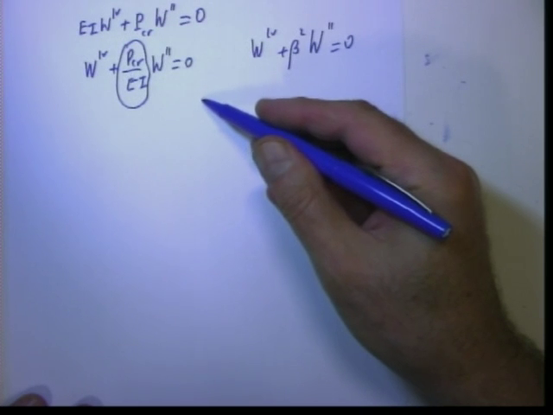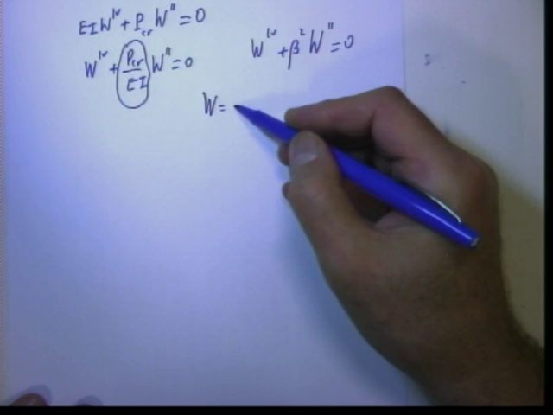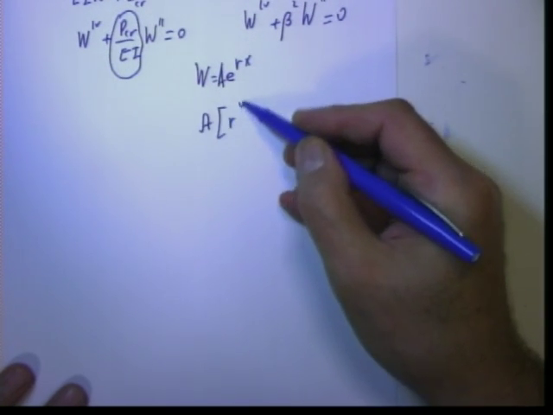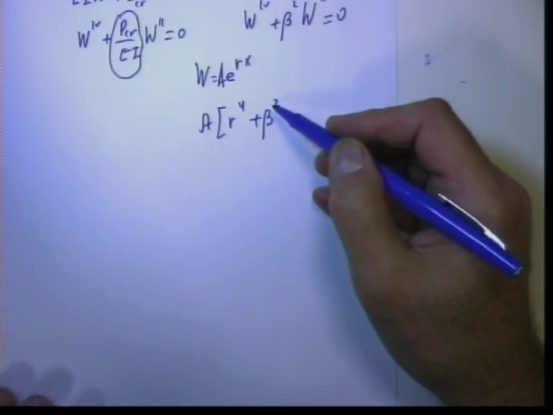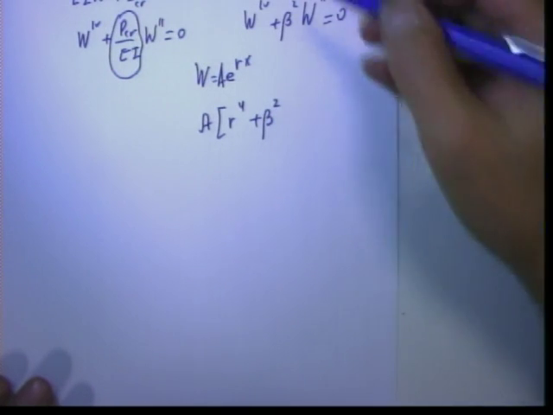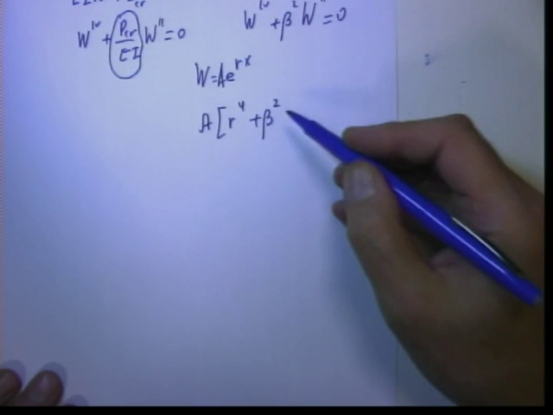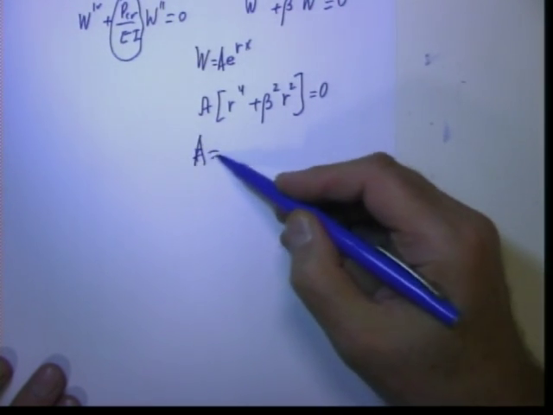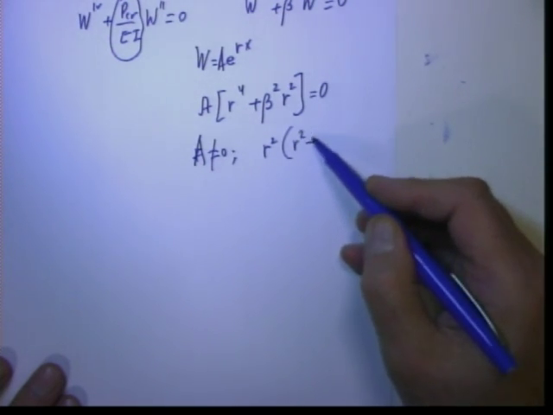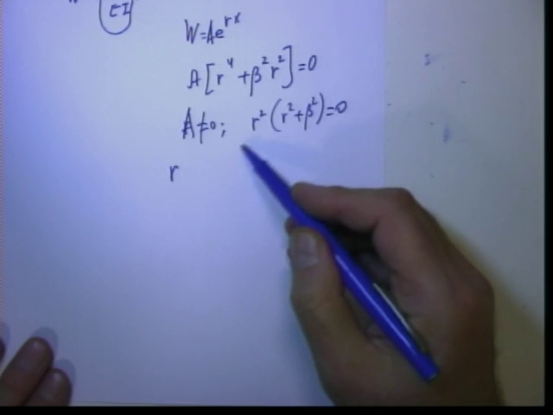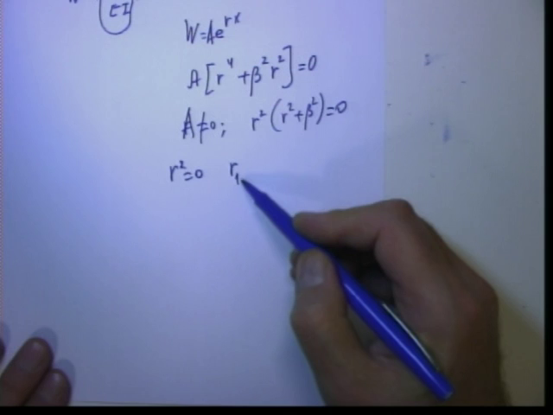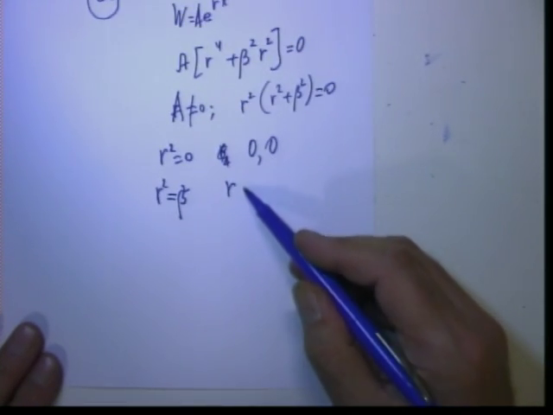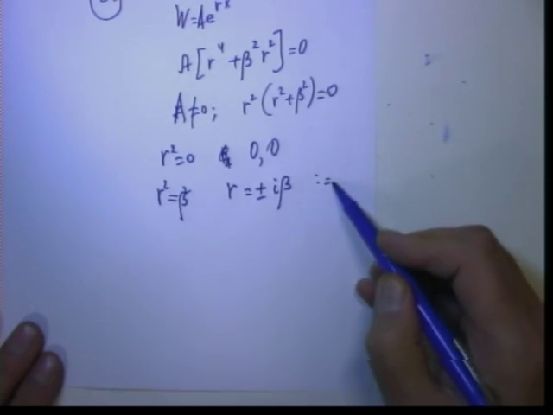And then we have, therefore, W equals A times e to the power Rx. I substitute there, I get A times R to the fourth power plus beta squared. Did I write beta squared or beta to the fourth power? No, beta squared, yes. Beta squared R squared. So I get A, of course, is not 0. Therefore, I get R squared times R squared plus beta squared equals 0. R squared equals 0 gives me roots 0 and 0. R squared equals minus beta squared gives me R equals plus minus i beta, where i equals square root of minus 1.